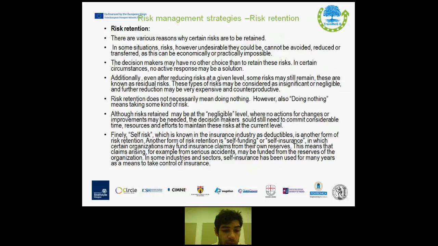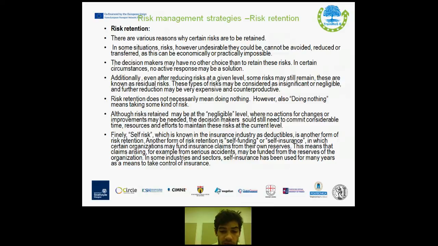Although risks retained may be at a negligible level, where no actions for changes or improvements may be needed, the decision makers should still commit considerable time, resources and efforts to maintain these risks at the current level. Finally, self-risk, which is also known in the insurance industry as deductibles, is another form of risk retention.